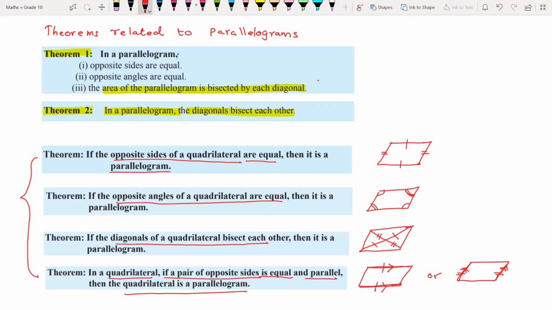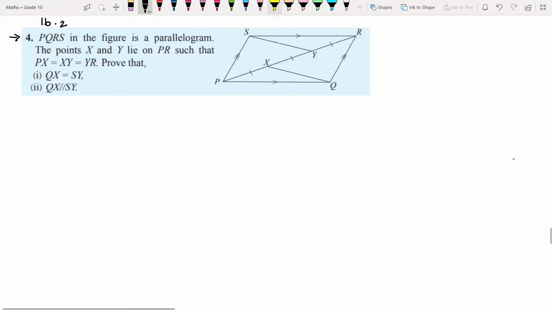Now what I do is I'm going to discuss certain questions from your textbook exercises. So first of all, I'm going to discuss exercise 16.2, question number 4. Now in this sum it says PQRS is a parallelogram.